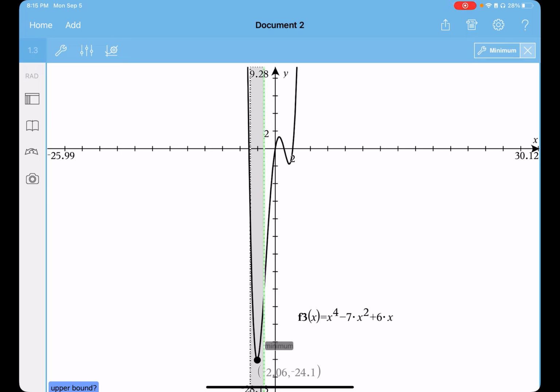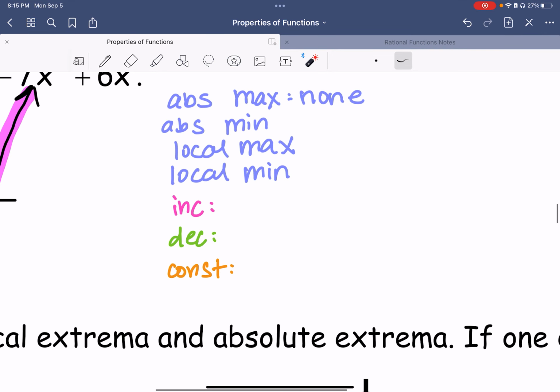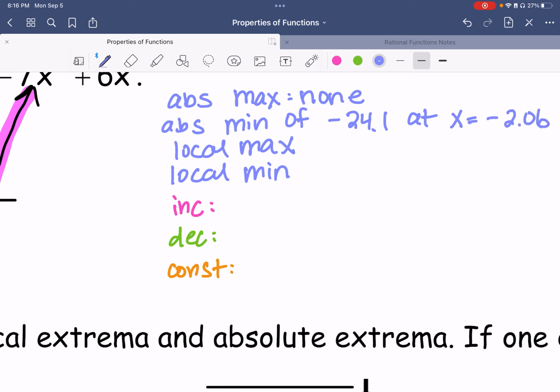The word minimum should populate, it should just pop up on your graph as well as the actual coordinate point for the minimum, okay? So that's the minimum value right there. So remember when we write extrema, we're going to say y value at the x value. So I'm going to say of negative 24.1 at x equals negative 2.06. Okay.